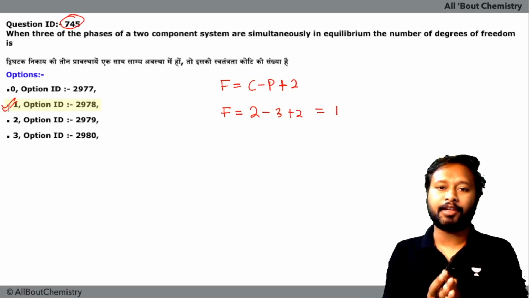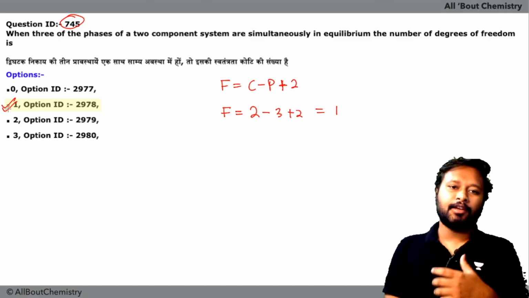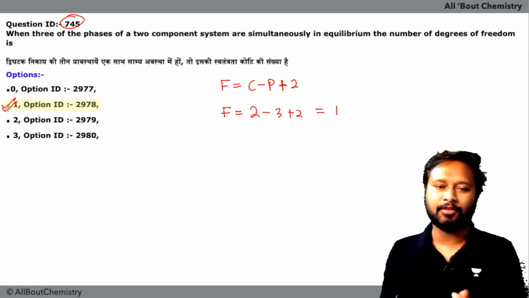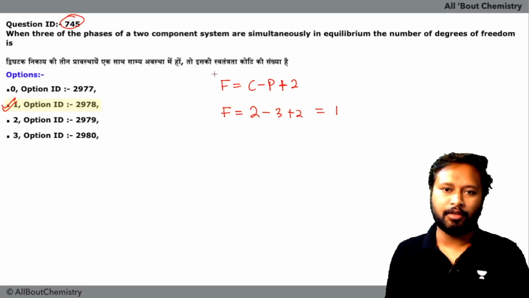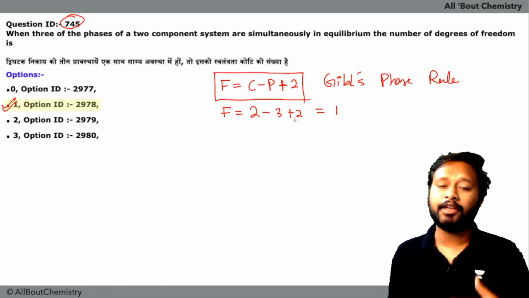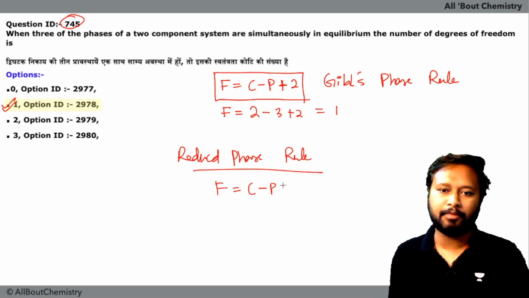Now many of you are asking why are we using the normal phase rule? Why are we not using the reduced phase rule? See, that's what I always recommend: to read books. That's where you are missing the point. So Gibbs gave this rule which is called the Gibbs phase rule. Now there is one more rule which is called the reduced phase rule, and that rule says that F equals C minus P plus 1.